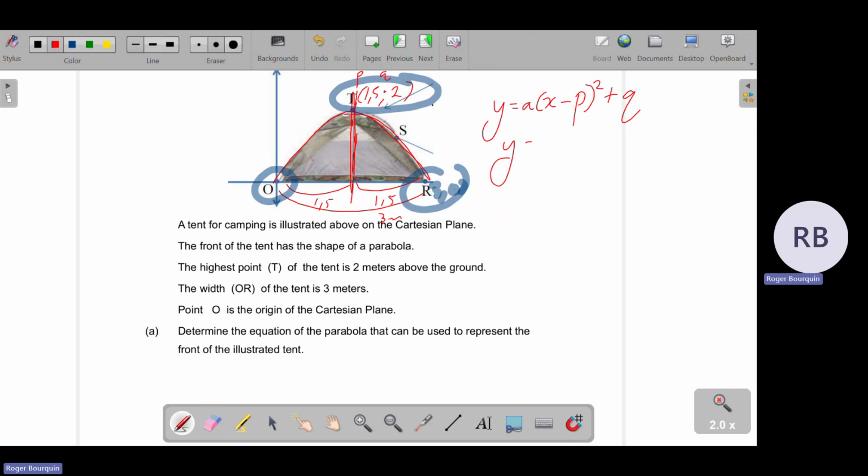If I want to get this equation, y is equal to a(x minus 1.5) squared plus 2. Are we good with that? Okay, I still need to find a. Looking at the graph, should a be positive or negative? Negative, right? Do I know another point on this graph, apart from the turning point? What's another point on it? It either goes through (0, 0) or (3, 0), right? Pick one.